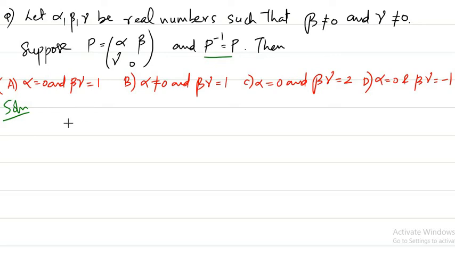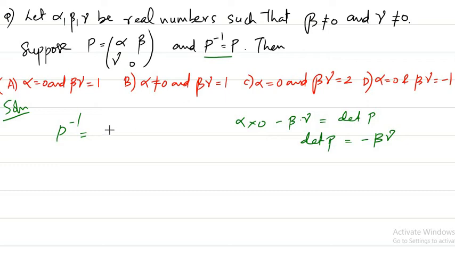So we just find out what the P inverse is. How do you find it? What is the determinant of the matrix P? It is simply alpha into 0 minus beta times gamma, that is, the determinant of the matrix P is minus beta gamma. So we get 1 by minus beta gamma times the matrix: 0, minus beta, minus gamma, and alpha. This is the P inverse, correct?